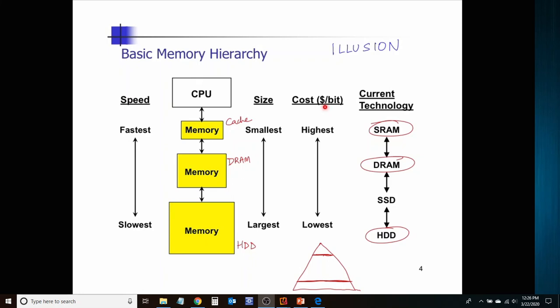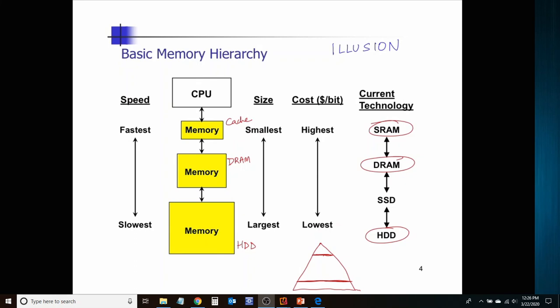Next, we have the cost per bit. This is not the overall cost. That would depend on the specific computer, but this is just cost per bit. The highest price is going to be for the cache, because now we have 6 to 8 transistors in the same amount of silicon, so you are going to have the highest cost because of that. Now as you go down, that cost is going to be lower and lower per bit.